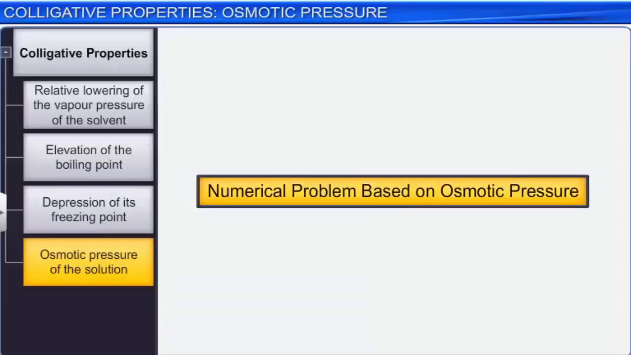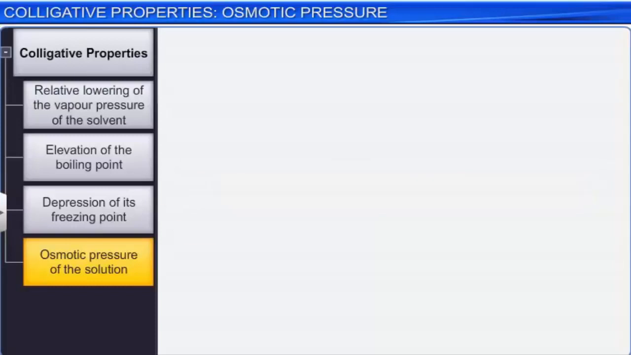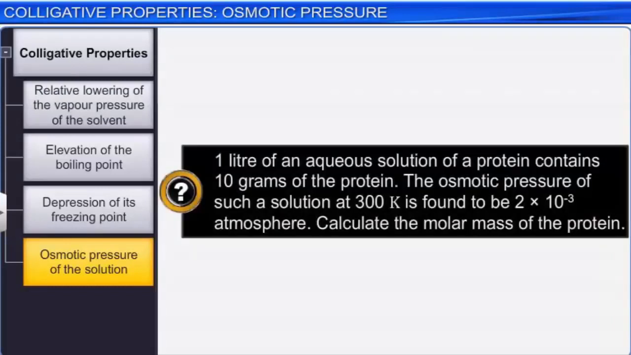Let us now solve a numerical problem based on osmotic pressure. 1 liter of an aqueous solution of a protein contains 10 grams of the protein. The osmotic pressure of such a solution at 300 Kelvin is found to be 2 multiplied by 10 to the power minus 3 atmosphere. Calculate the molar mass of the protein.